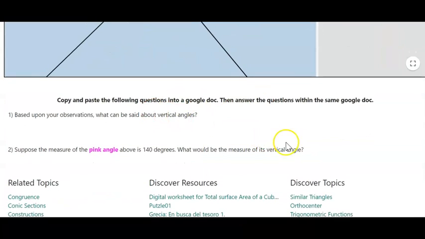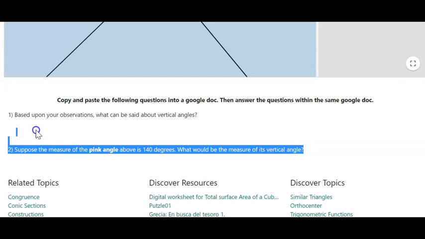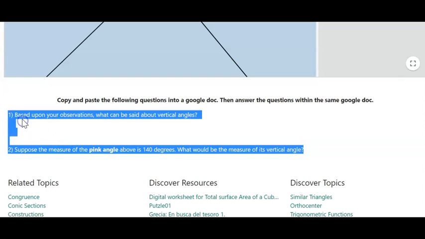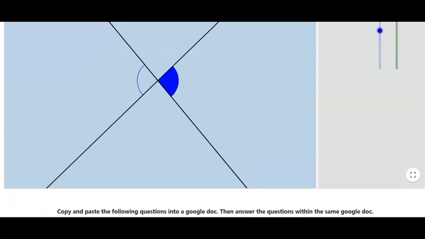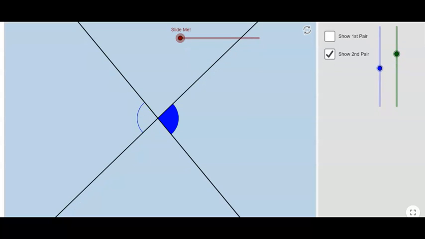And then there are two questions, and these are linked in your discussion, but you're going to answer those two questions. Based upon your observations, what can be said about vertical angles? And then suppose the measure of the pink angle above is 140 degrees. What would be the measure of its vertical angle? I want you to explore that and see if you can figure out the answer to those questions. And then you can go into lesson 4.